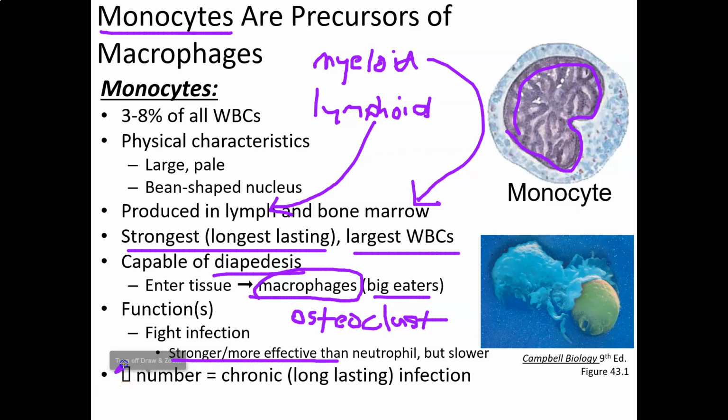They increase in number during chronic infection. So if someone had a chronic infection, they might have a high monocyte count. So again, that differential white cell count I have mentioned a couple times, where they actually look at the percentage of the different white cells in your blood. If you had a chronic long-lasting infection, the monocytes would probably be excessively high.